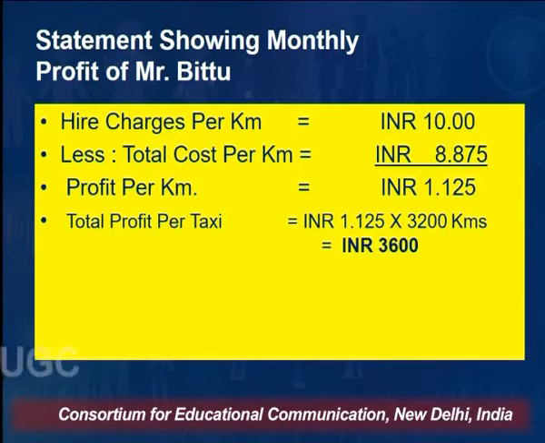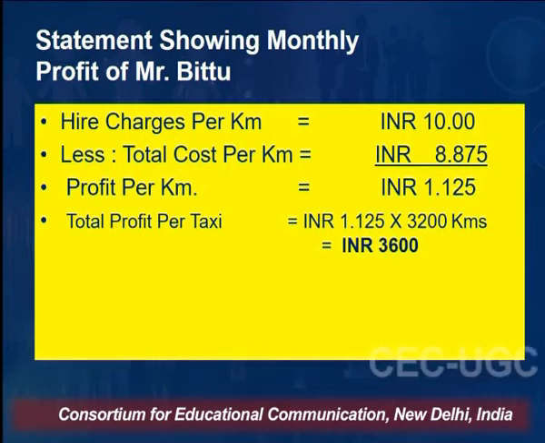Mind here again, some of the students commit a mistake here. They multiply this profit per kilometer with that of 4,000 kilometers, which is wrong, because 4,000 kilometers is not giving me the revenue. I am getting revenue out of only effective running, that is when the passenger is there inside the taxi, when the passenger is availing the service, and that comes to be 3,200 kilometers.